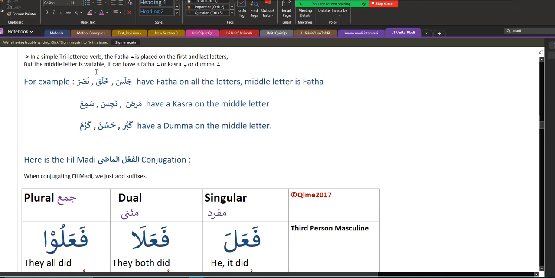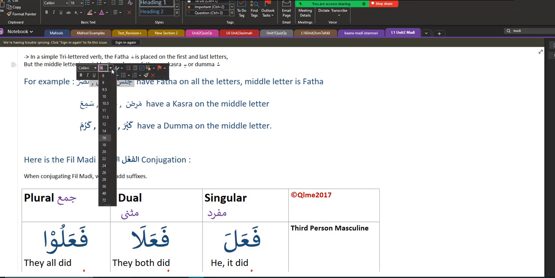In a simple tri-lettered verb, the fatha is placed on the first and the last letters. Like nasara, noon is having the fatha, ra is having a fatha, but the middle letter is variable. It can have a fatha, it can have a kasra, or it can have a dhamma. For example, nasara, or khalaqa, or jalasa. All the letters in these examples have a fatha on them, and the middle letter is also having a fatha.